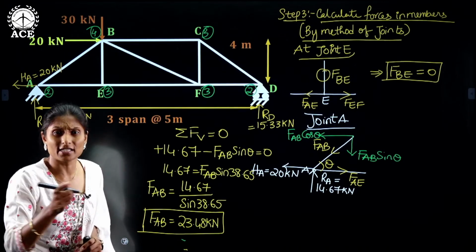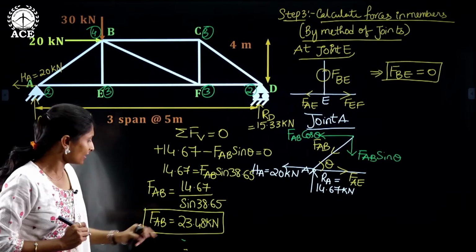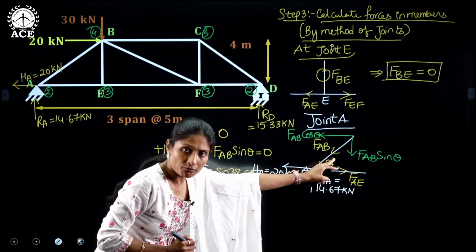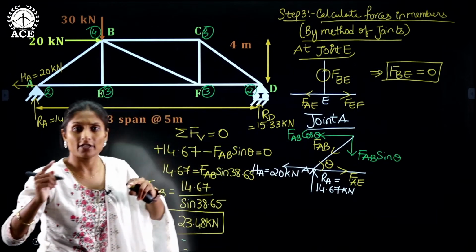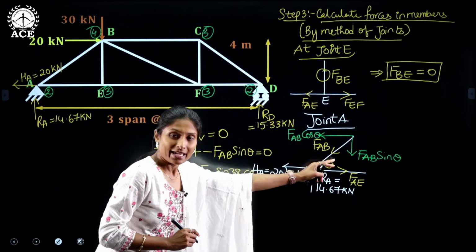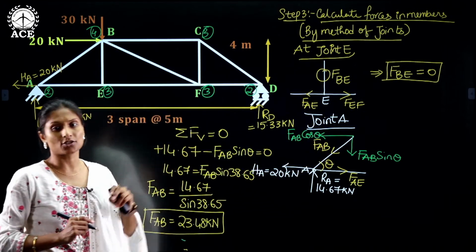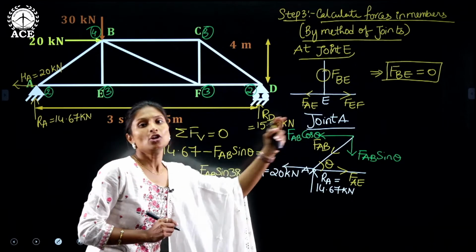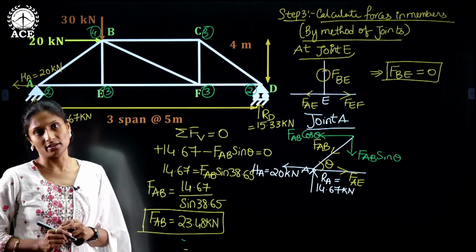You got a positive value for the force AB, right? Positive value means the direction of the force which you have assumed is correct. That means the force AB is acting towards the joint. If you get negative, then you have to choose the opposite direction.